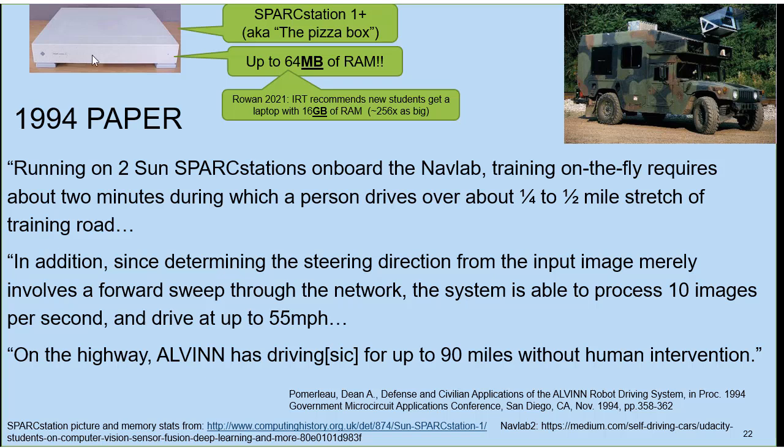Training on the fly requires about 2 minutes, during which a person drives about a quarter to a half a mile down the road, and it can drive at 55 miles an hour on the highway. And it's driven for up to 90 miles without human intervention back in 1994.